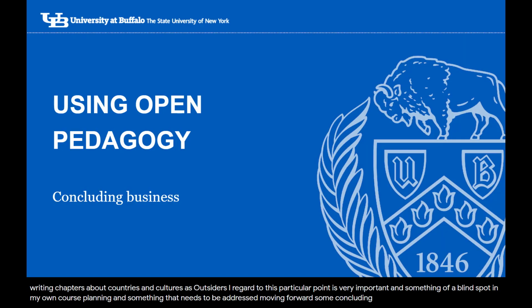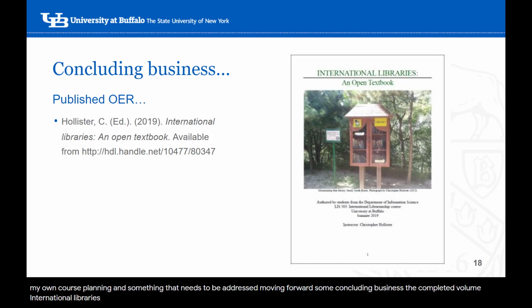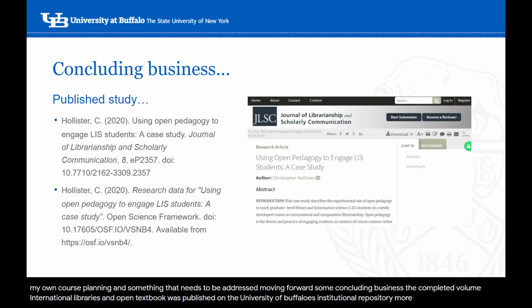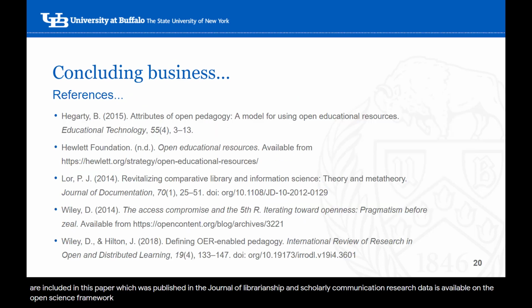Some concluding business. The completed volume, International Libraries, an Open Textbook, was published on the University at Buffalo's Institutional Repository. More details about this study are included in this paper, which was published in the Journal of Librarianship and Scholarly Communication. Research data is available on the Open Science Framework.